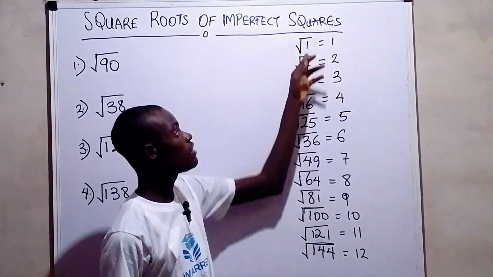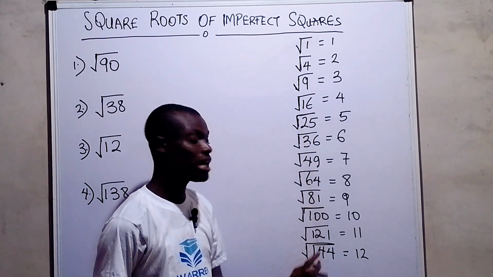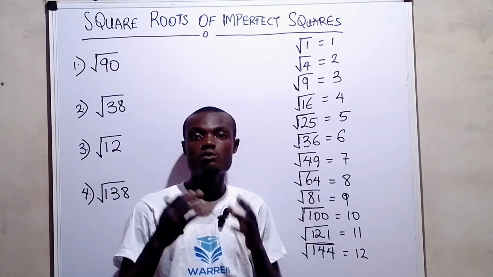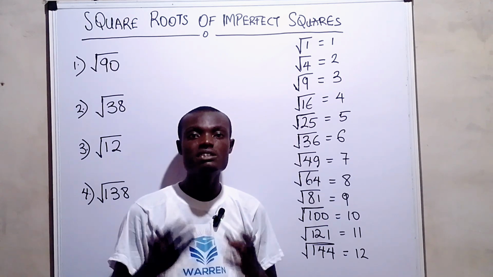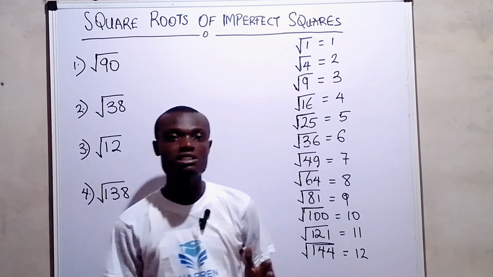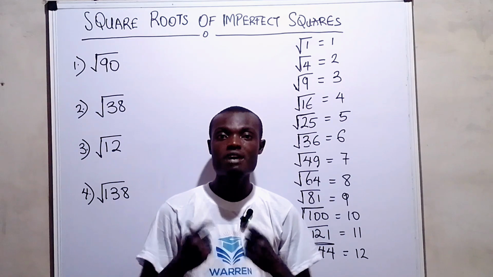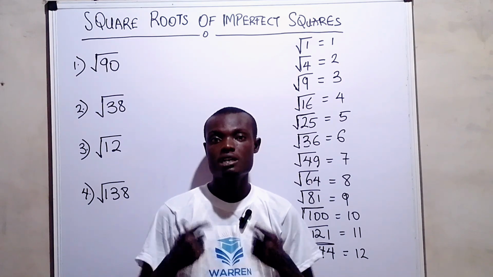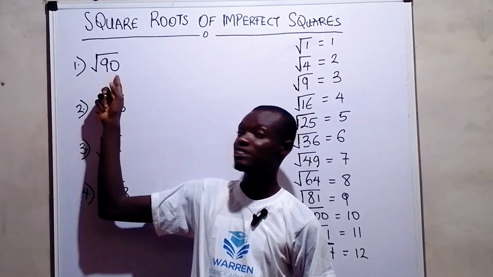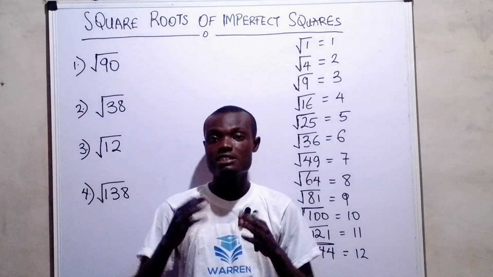So that means that 1, 4, 9, 16, 25, 36, 49, 64, 81 down to 144 are all perfect squares because whenever we take their square root, we will always get a whole number. While there are other numbers such that whenever we take their square root, they won't give us a whole number. Rather, they will give us decimal numbers. For example, if you take your calculator and press the square root of 90, it will give you about 9.48, and that number is regarded as a decimal.